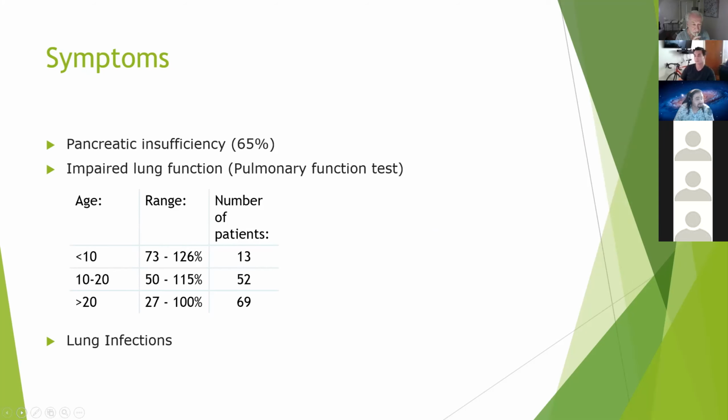Lung function, if you refer to our chart, a pulmonary function test is used to measure lung function. Normally, it is about 80 to 100%, but in this one, the values are lower, and the lung function decreases over time.